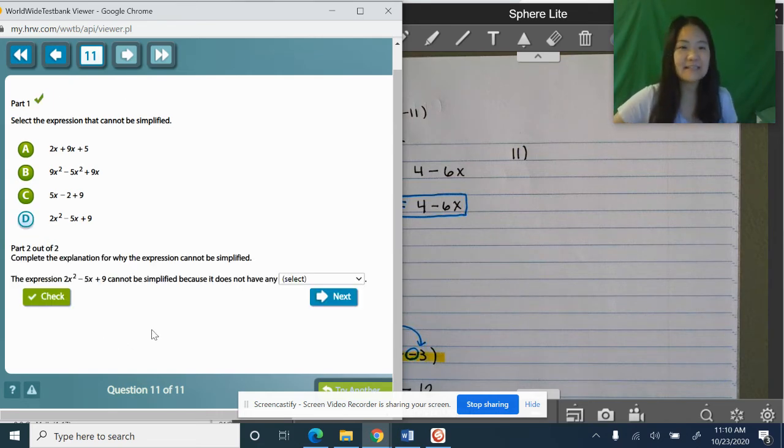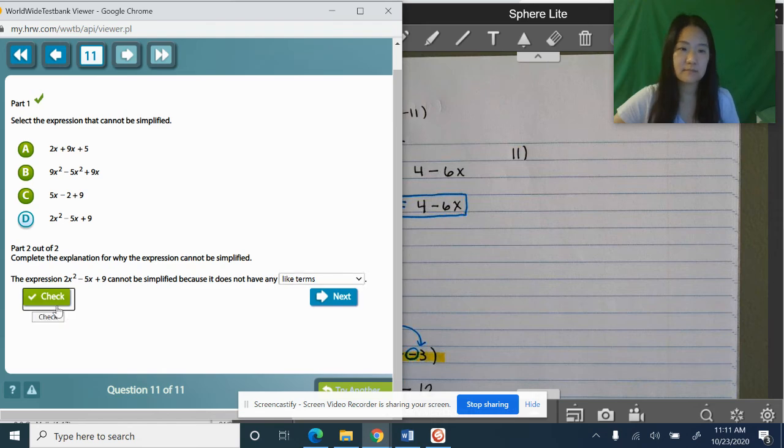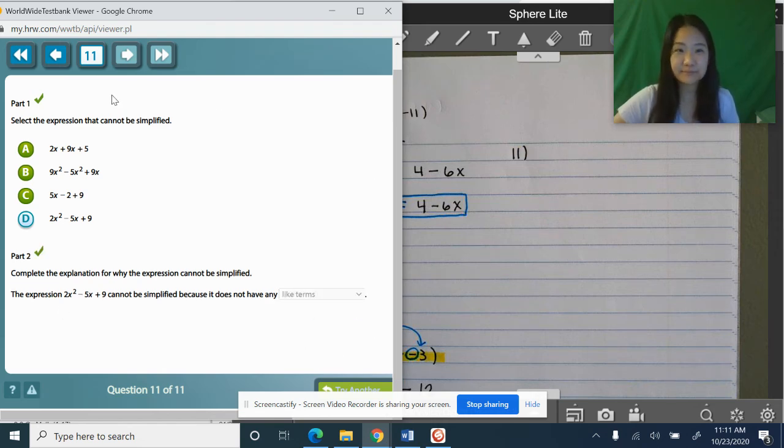I got it right. Now, complete the expression for why the expression cannot be simplified. The expression 2x squared minus 5x plus 9 cannot be simplified because it does not have any like terms. There you go.